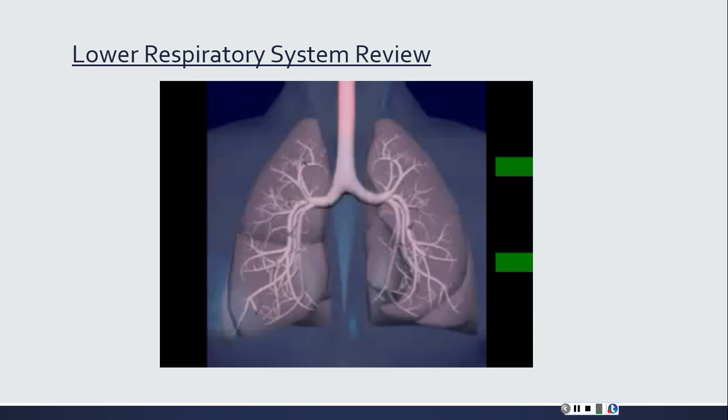Everything is more likely to go where? To the right side. Things follow a path of least resistance, right? So if our path of least resistance goes to the right side, you're more likely to have what in the right lung? If we aspirate, where's it going to go? Not always, you can aspirate either way, but more likely to go to the right side. Infection, where's it more likely to go? The right side.